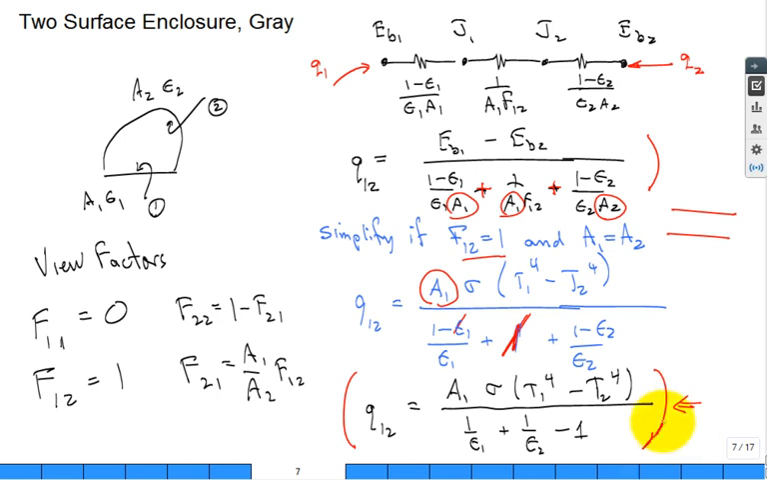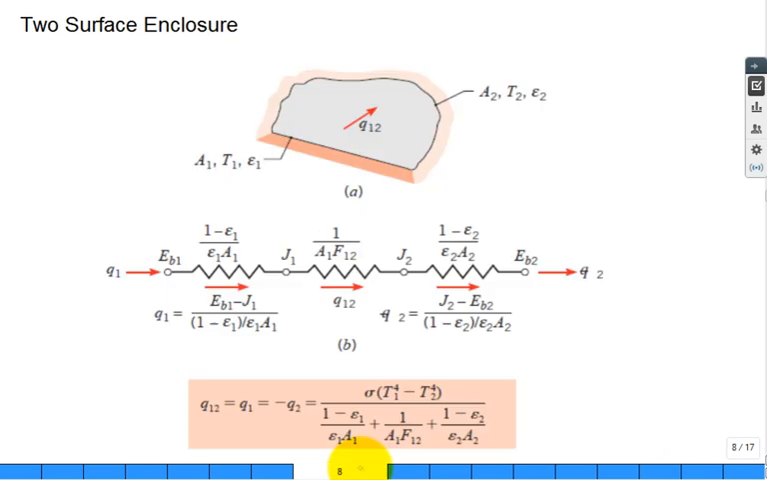You become familiar with the equations. You don't have to memorize them, and it's also in the textbook for the exam if it applies. All right. Here's the equation in the textbook, isn't it?